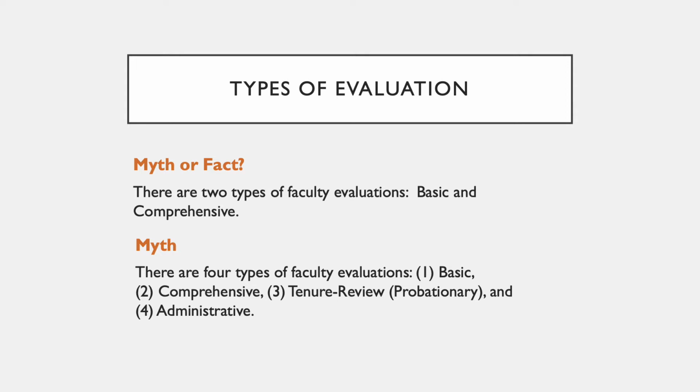The basic evaluation is a much more shortened version of a comprehensive evaluation. If you're a full-time faculty, those evaluations vary. Actually, they alternate every 3 years between basic and comprehensive if you're a full-time tenured faculty member. The tenure review or probationary evaluation occurs each year for the 4 years that the faculty member is probationary. And then finally, you have the administrative evaluation, which is something that is triggered and launched by administration.